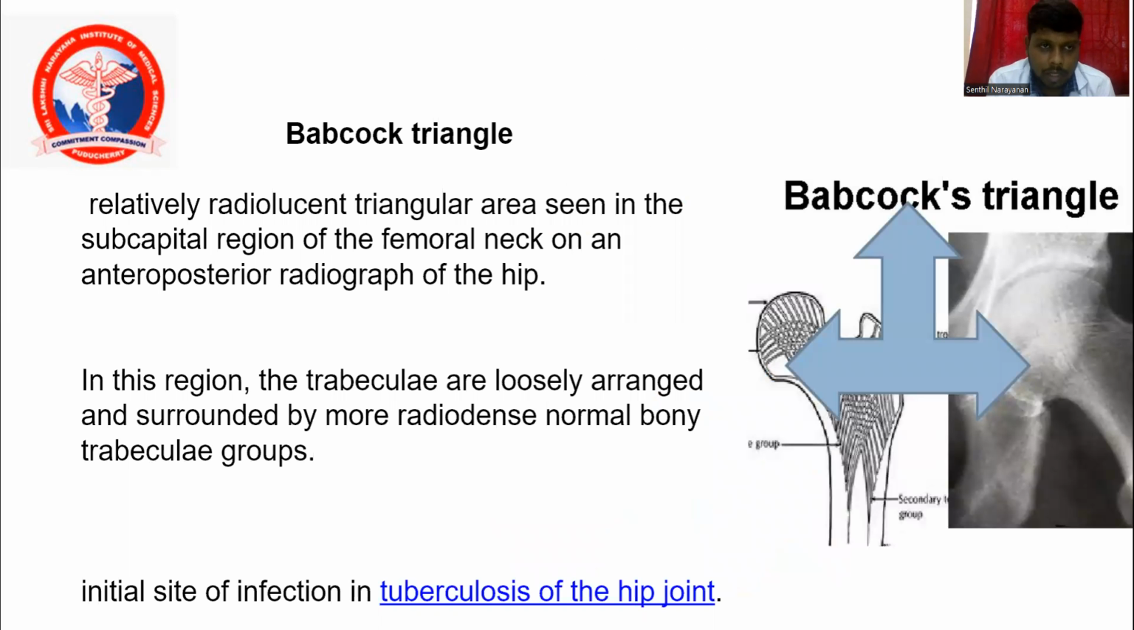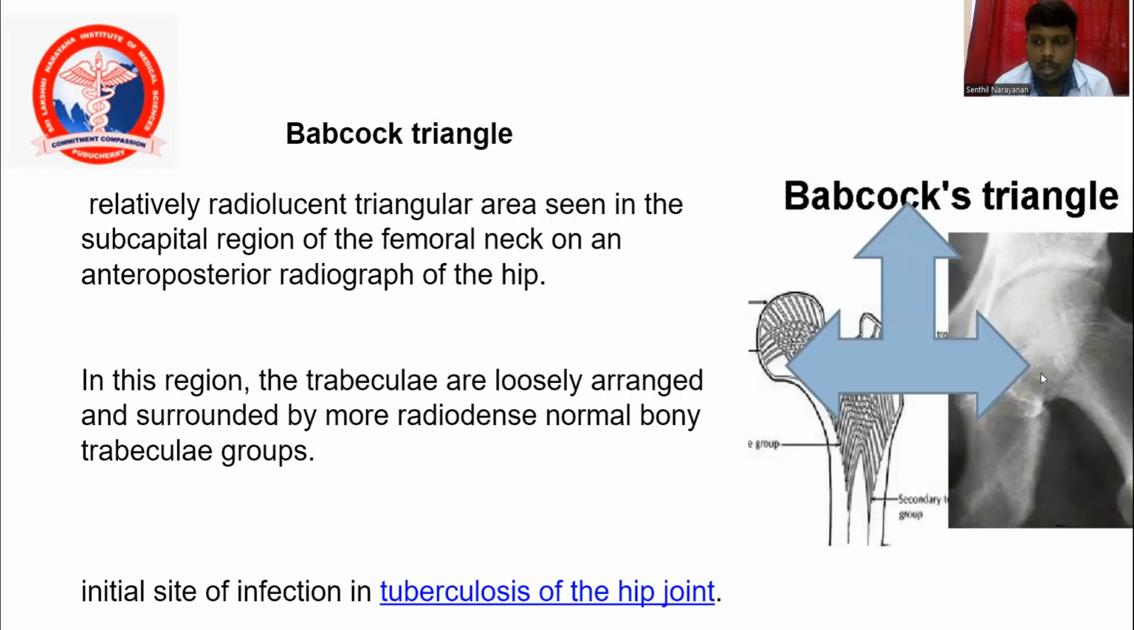So what is Babcock's triangle? It is a relatively radiolucent triangular area seen in the subcapital region of the femoral neck on an anteroposterior radiograph of the hip. So this is the Babcock's triangle. It gives the shape of a triangle. This is a radiolucent area. So what is it? It's a watershed area between the obturator artery and the femoral artery.